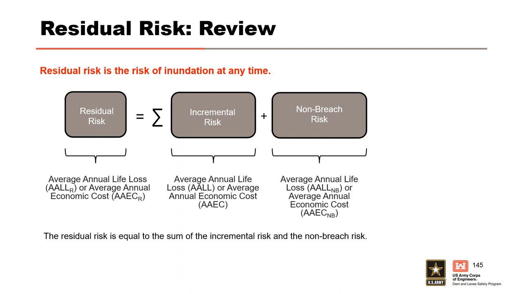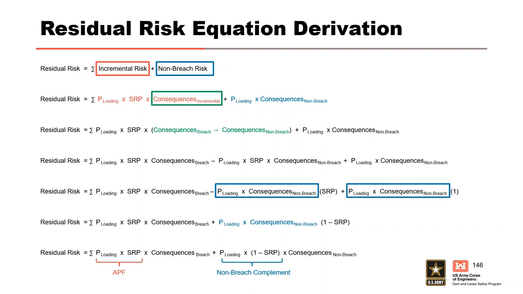Lastly, the residual risk is the risk of inundation at any time. Inundation can occur whether the dam or levee performs as intended or not. So the residual risk is equal to the sum of the incremental risk and the non-breach risk. Next, I'm going to go through a little bit of algebra to expand and reorder the terms that will help us when we go to plot the residual risk on the big FN plot.